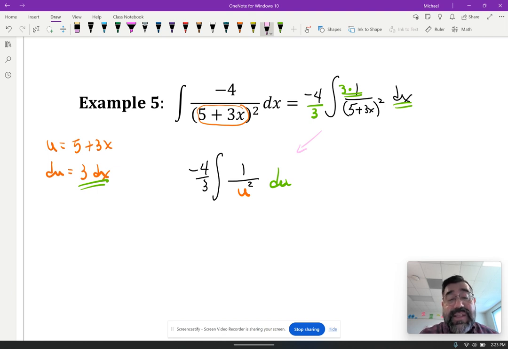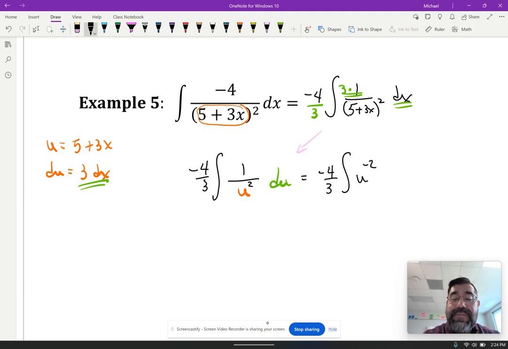Usually I have a student that says, can I take the natural log of u squared? No, you can't take the natural log of u squared. What we can do is, let me not do it in this color, what we can do is rewrite it.